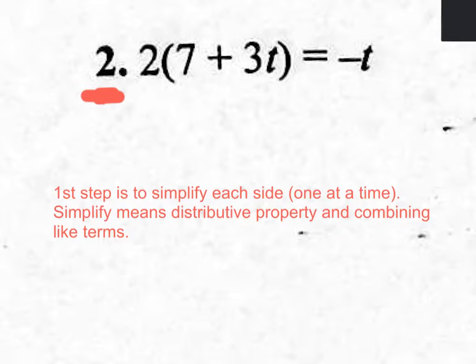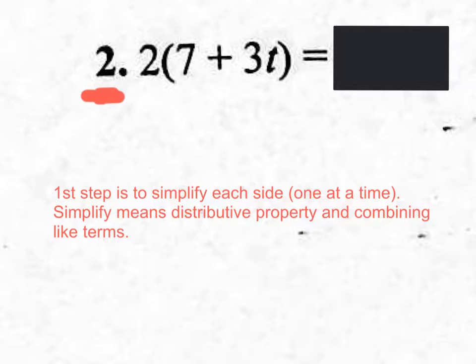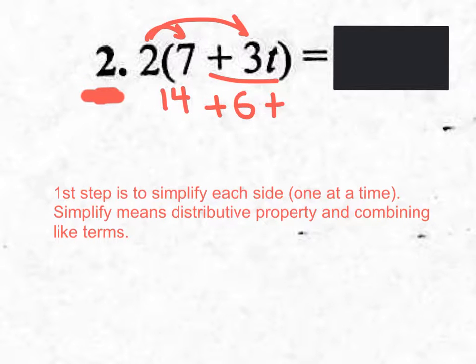So if we ignore the right side and just focus in on the left side, what could we do there? We could distribute 2 times 7, and we'll get 14, and 2 times 3t. Now you could call this a positive 3t. So 2 times positive 3t will be a positive 6t. Maybe I'll do the t with 2 slashes so you don't confuse it with the plus sign.